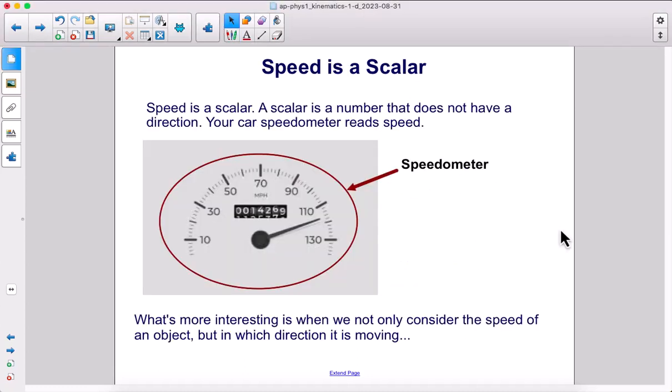Speed is a scalar. A scalar is a number that does not have a direction. Your car speedometer reads speed. It tells you how fast you're going, but not what direction you're traveling in. What's more interesting is when we not only consider the speed of an object, but in which direction it is moving.